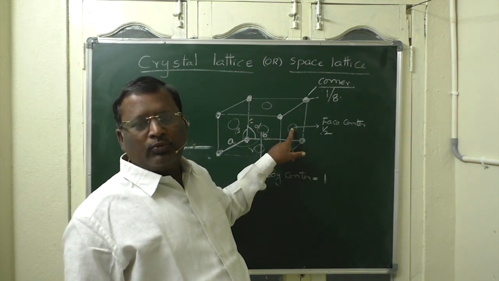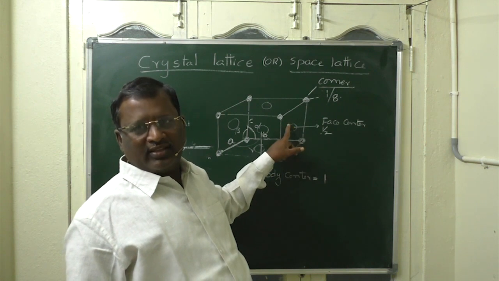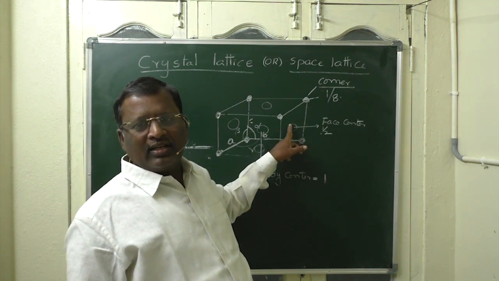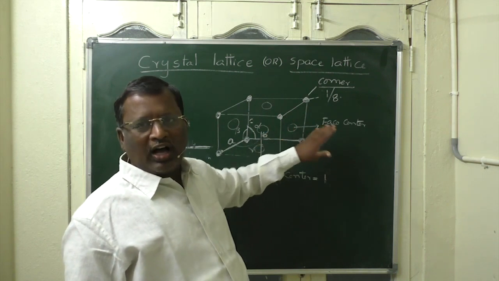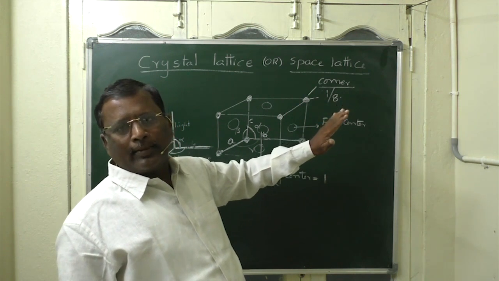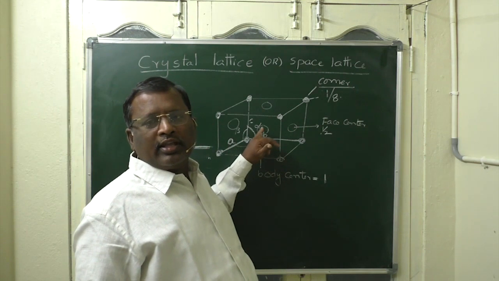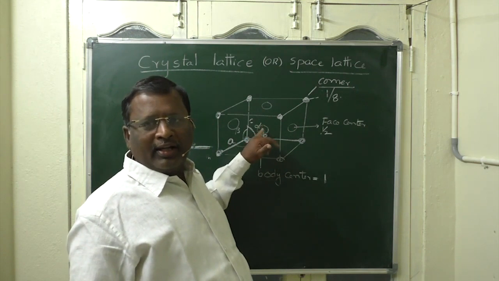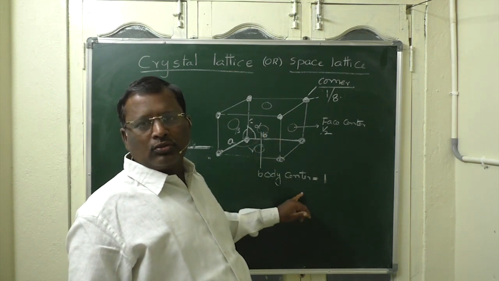And another important site is face center. For any cube we have 6 faces. The atom which is present at the center of the face is said to be face center. This atom is mutually shared by 2 unit cells. So, half belongs to this unit cell and half belongs to another unit cell. And another important place is body center. The body center atom completely belongs to this unit cell. It is not shared by any other unit cell. So, its contribution is equal to 1.